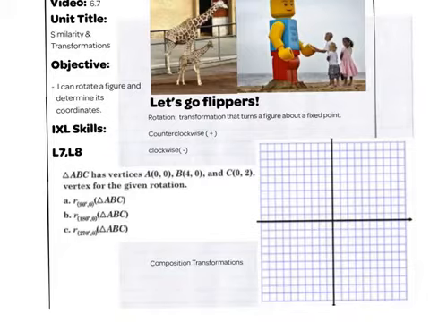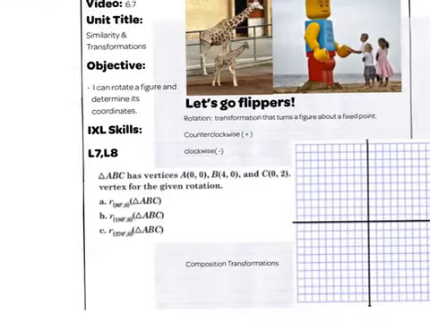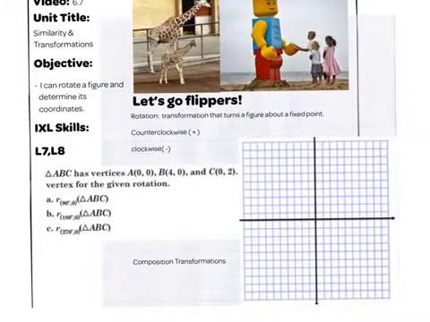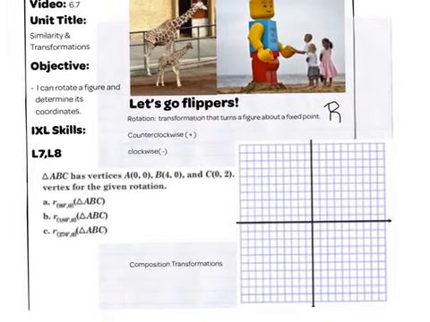All right, we're going to talk about rotations. Rotations are transformations that turn a figure about a fixed point. Okay, so if I were to draw an R and then turn it, the first way that I want to turn it is counterclockwise. Counterclockwise would be the opposite way the clock goes, so we'll go toward the 11, the 10, the 9. So let's do it. Here's the same R turned counterclockwise 90 degrees.